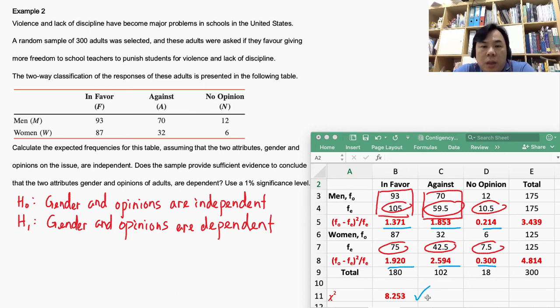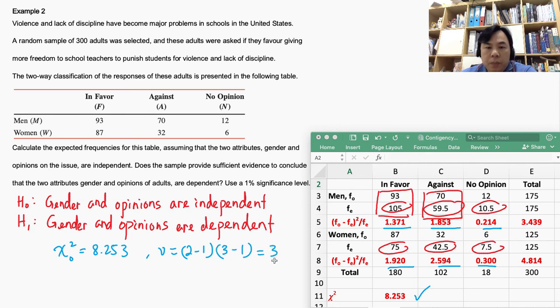And then we should be able to total up the chi-square value to be 8.253. So from here I can conclude that the observed chi-square based on the sample that I've collected, or they have collected in this case, is 8.253. So that is the observed chi-square. And then we have already determined the degree of freedom just now. So we have 2 rows by 3 columns. So we end up with 2 as the degree of freedom here, right?